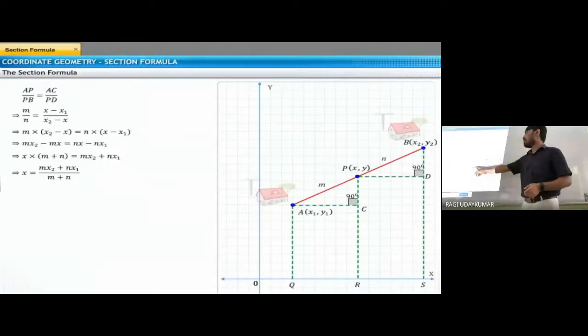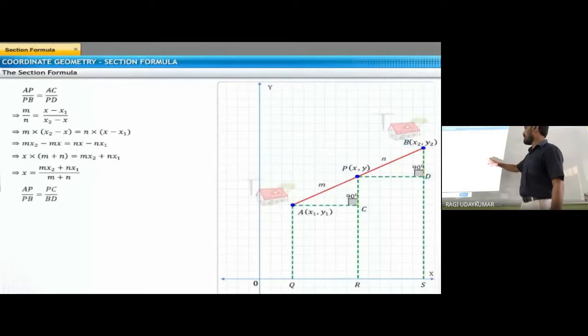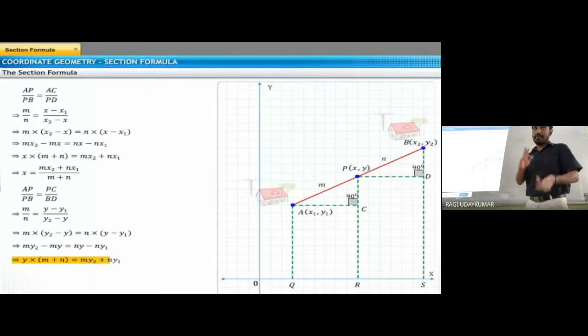Means we are going to get AC by PB is equal to AC by PD. One ratio is taken from that, and we get the x value. In the same way, AP by PB is equal to PC by BD. We proceed in the same way: m by n is equal to (y minus y1) by (y2 minus y). The y value we get is (my2 plus ny1) by (m plus n).